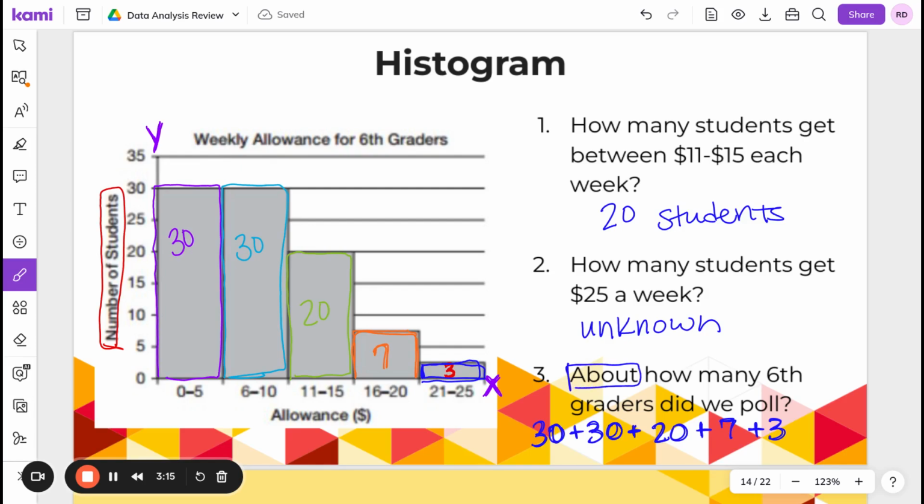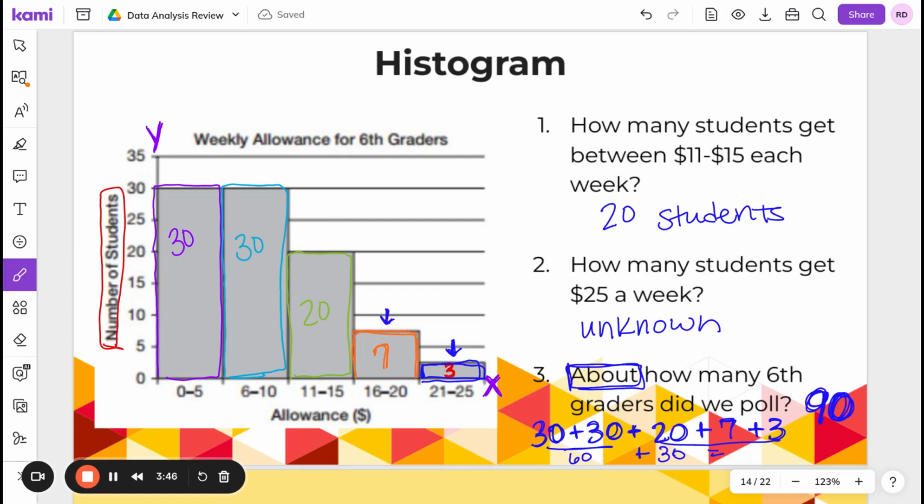Now, this question does say "about." This is just because we cannot guarantee that everyone's going to read this 16 to 20 bar as 7, and we cannot guarantee that everyone's going to read this 21 to 25 bar as 3. So this "about" lets you give a range of answers, and they would all be accepted as correct. In our problem, we have 60 plus 30. In other words, there were 90 6th graders that we asked this question to.